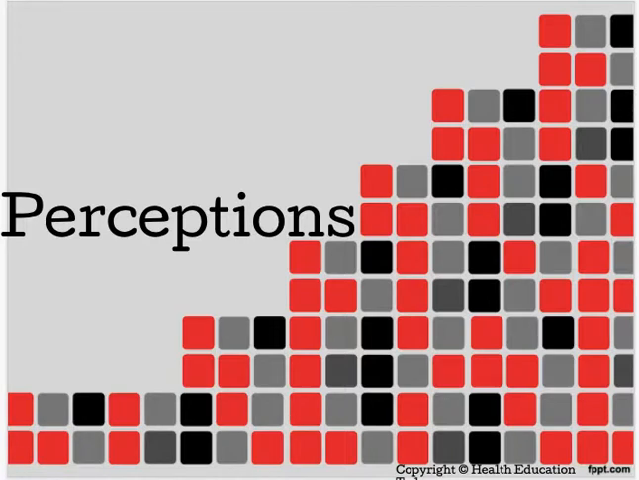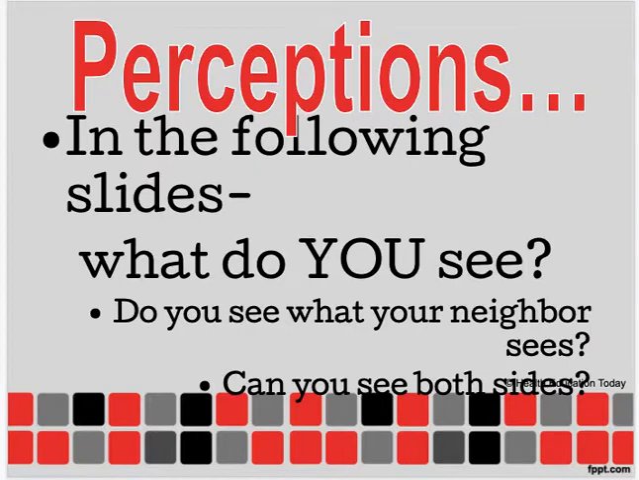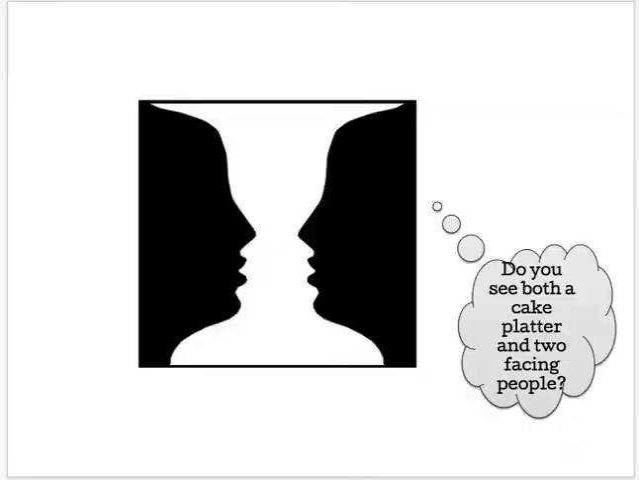So let's talk about perceptions a little bit more today. Perceptions. In the following slides, what do you see? Do you see what your neighbor sees, or can you see just your side of things? Have somebody else take a look at these next few slides with you in the video. Have them tell you what they see and see if you see the same thing. Also, can you see what they're seeing? Can you see both sides?